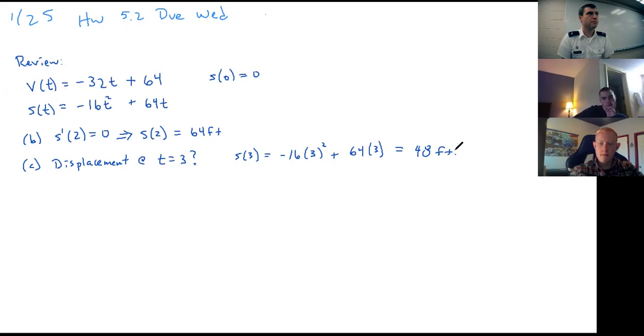Questions? Yes. Under what circumstance would you ever plug in 3 to the original v of t equation? If I asked you how fast I was going when t equals 3, or my velocity, yep. Anything else?